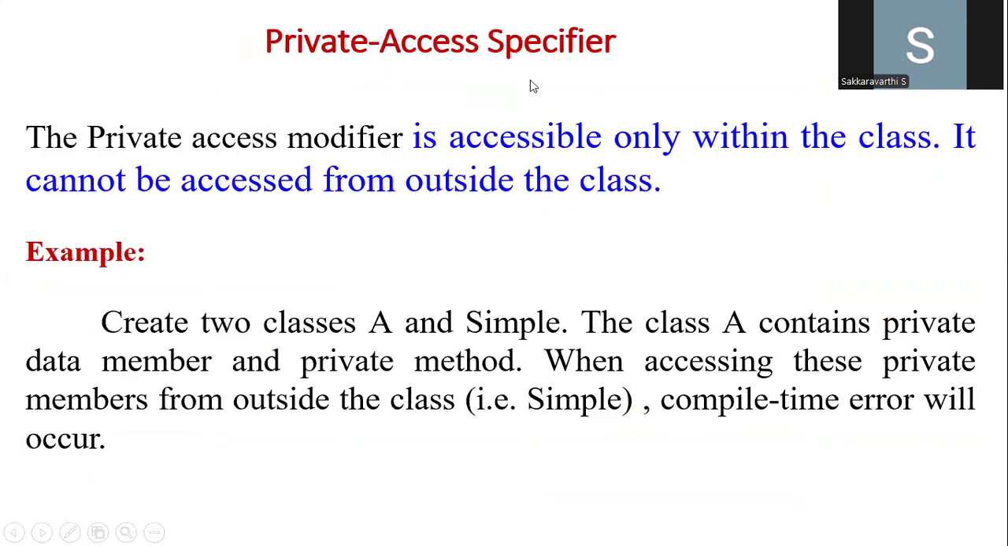First, see the private access specifier. As the name itself suggests, it is accessible only within the class. It cannot be accessed from outside the class. So let's see a scenario. Create two classes, A and another class named Simple. The class A contains a private data member and a private method. When accessing these private members from outside the class, the error will be thrown at compile time.